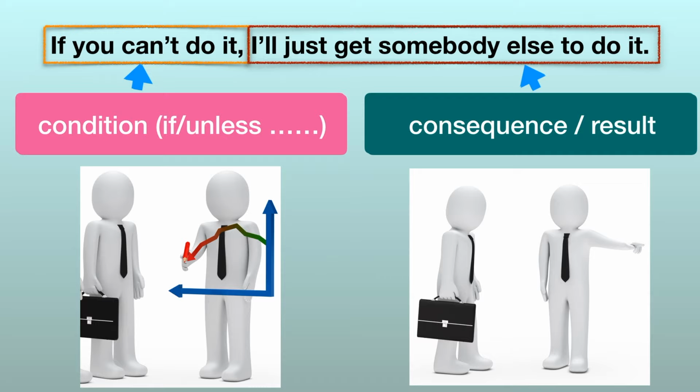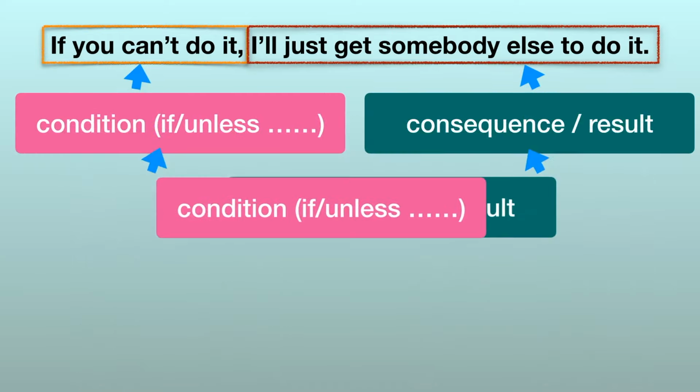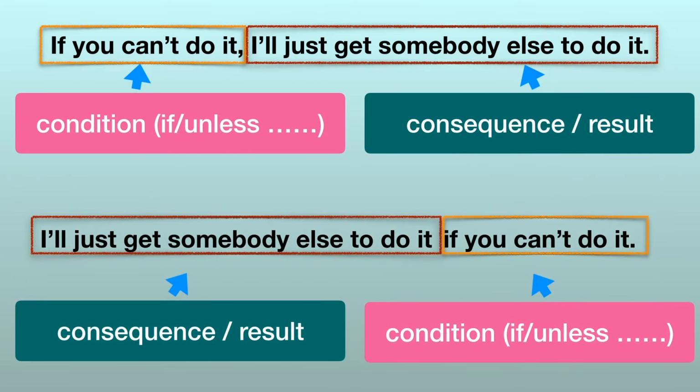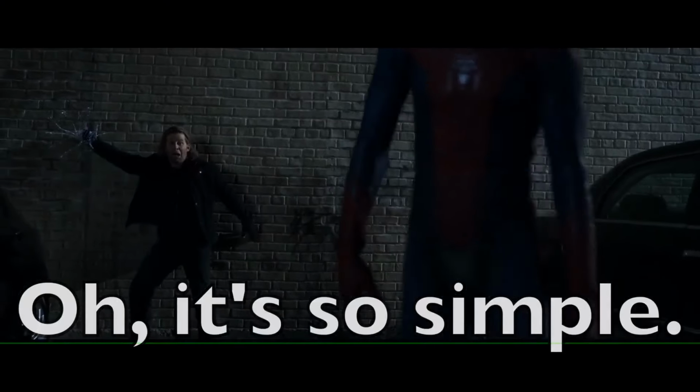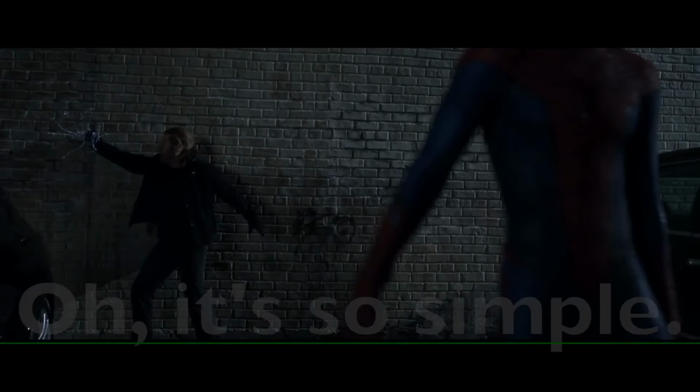The condition part, or the if clause, does not always have to go first. The order can change, and the meaning is exactly the same. We can have the parts about the results put at the front, and then the sentence becomes, I'll just get somebody else to do it if you can't do it. Oh, it's so simple. Maybe not.